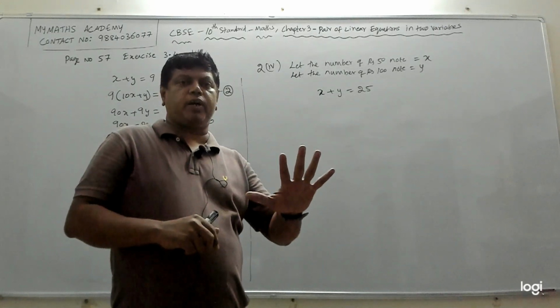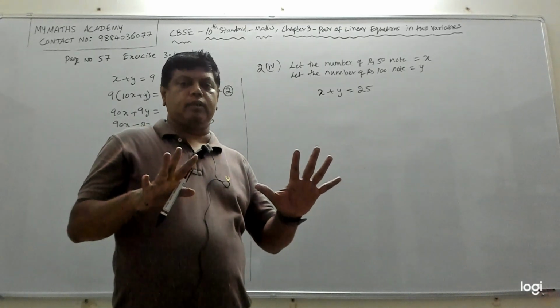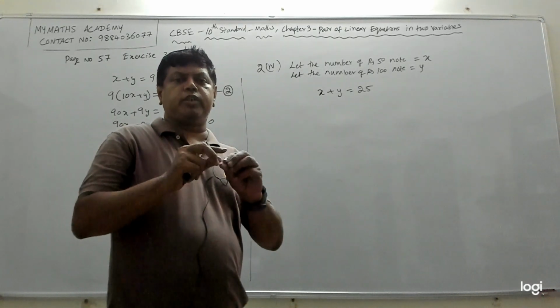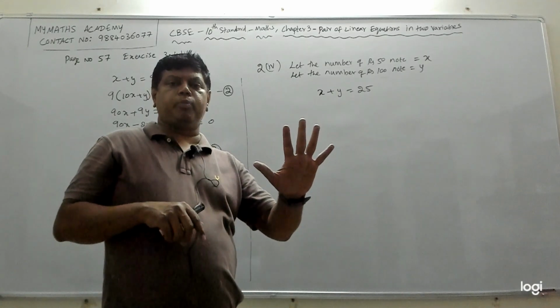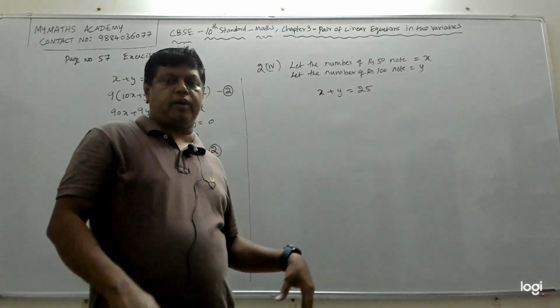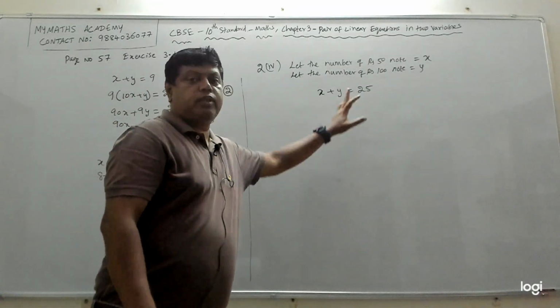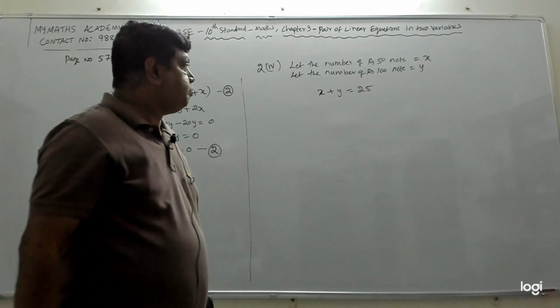If she got, suppose, 5 50 rupees notes and 10 100 rupees notes, for example, the number of notes she has is 15. The value of the money is different. That we will calculate. Now the number of notes that she has got is 25.